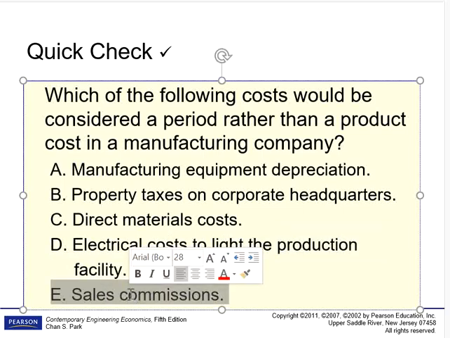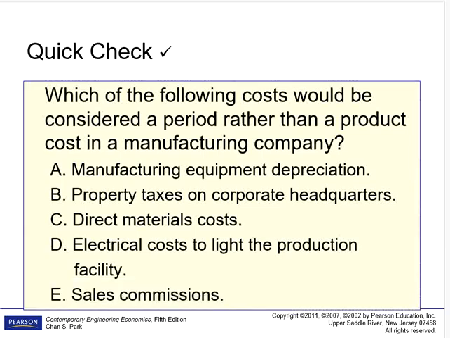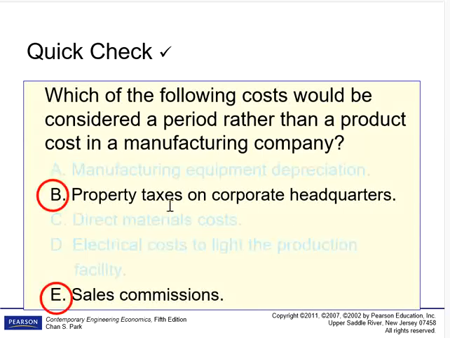So what is sales commission? Product or period? Let's say you give some commission to salespeople, those who are working in the sales department. When they sell something, you may give them some percentage as an incentive to increase the sales, right? So let's say 1% of sales or 0.5%, whatever percentage, this is what we call a sales commission. This is a period cost. So the question was to identify which is a period cost, and basically these are the two period costs: your property taxes and sales commission.